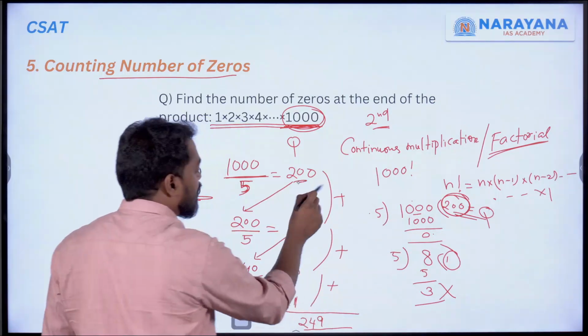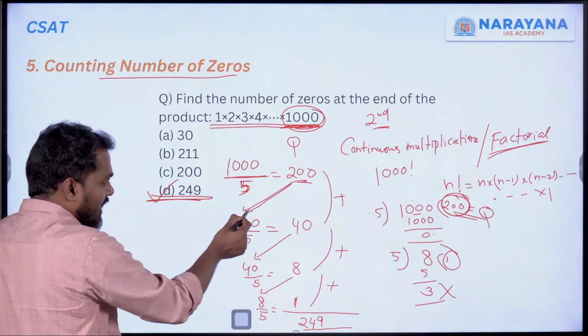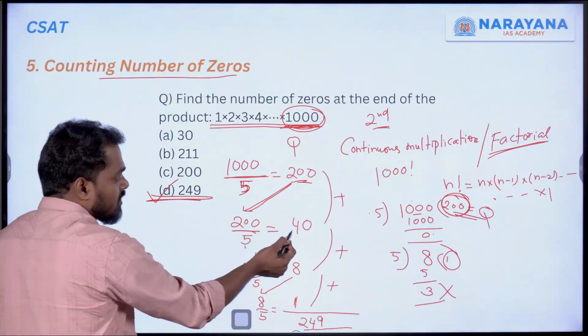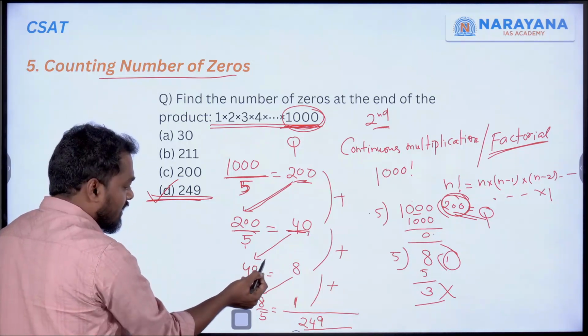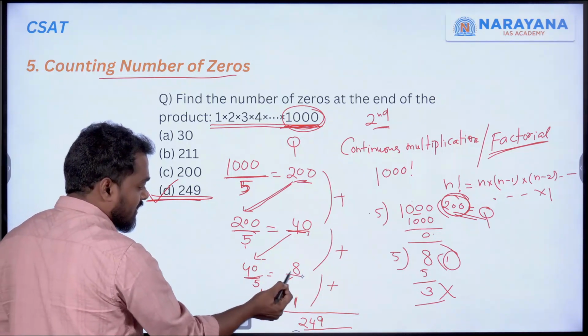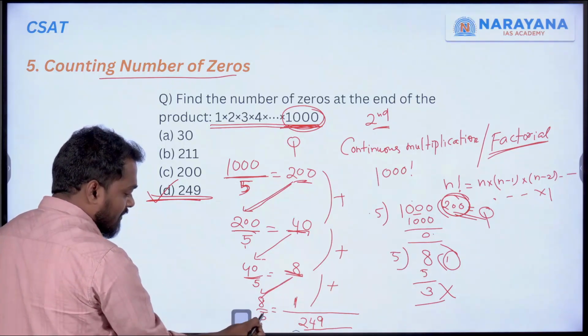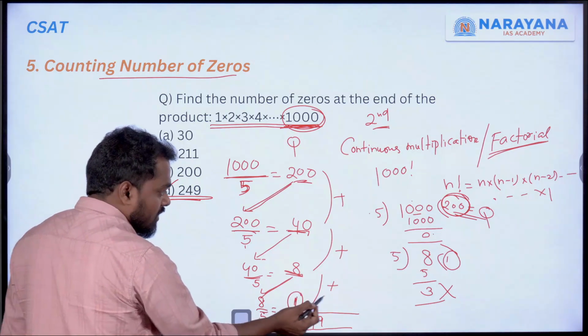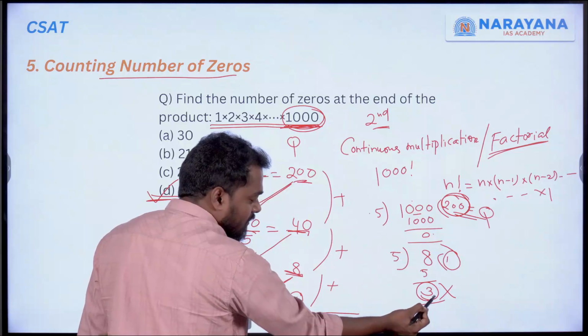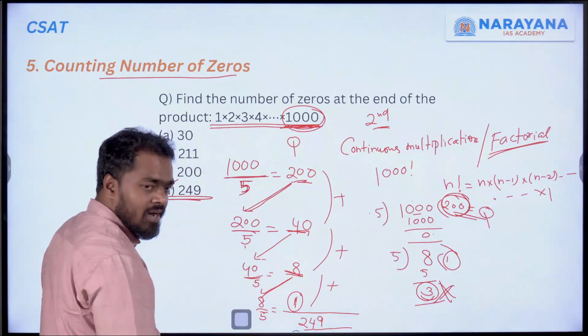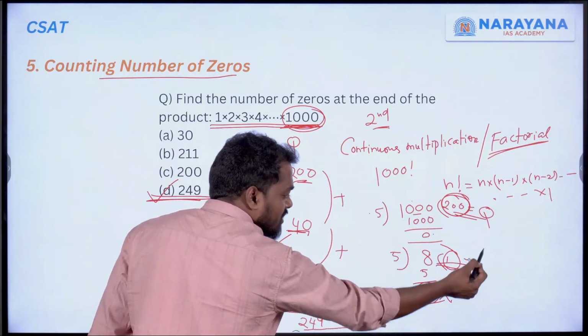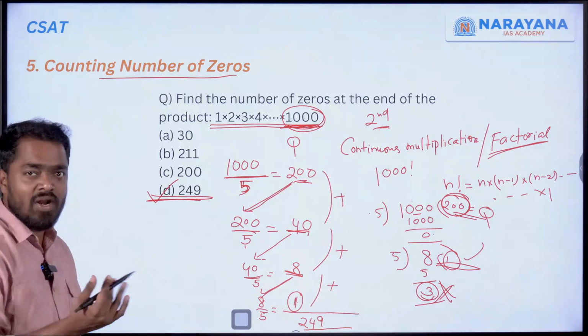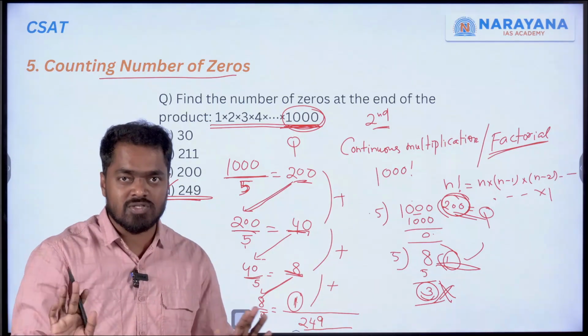So take the quotient 200. Take the 200 again, divide by 5, quotient 40. Again divide by 5, quotient 8. Again divide by 5, quotient 1. Here you are getting a remainder of 3, but we should leave that remainder. Take only the quotient 1. Now 1 is less than 5, so stop the process here.